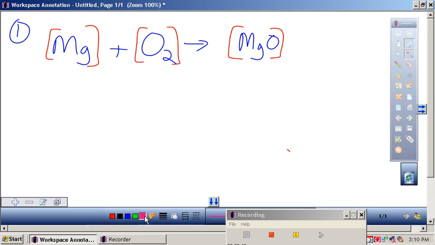in front. So on the left, I have 2 oxygens going in. I need 2 going out. So I'm going to double my whole compound. Now I have 2 magnesiums. So over here, I need 2 magnesiums. And now that equation is balanced.